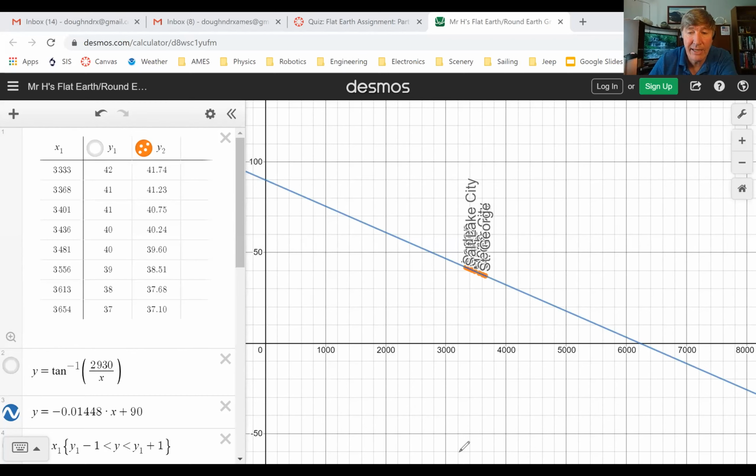And guess what? That's exactly what does happen. If we were to continue, so we take our data here and we continue south. We don't stop in St. George. We keep on going. We go into Arizona. We go into Mexico. We keep on going.